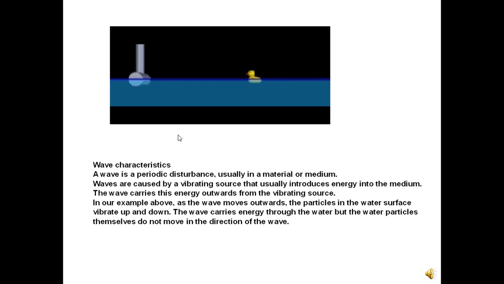This is an introduction to waves, types of waves, wave properties, what waves do, what they don't do. So, wave characteristics. What is a wave?